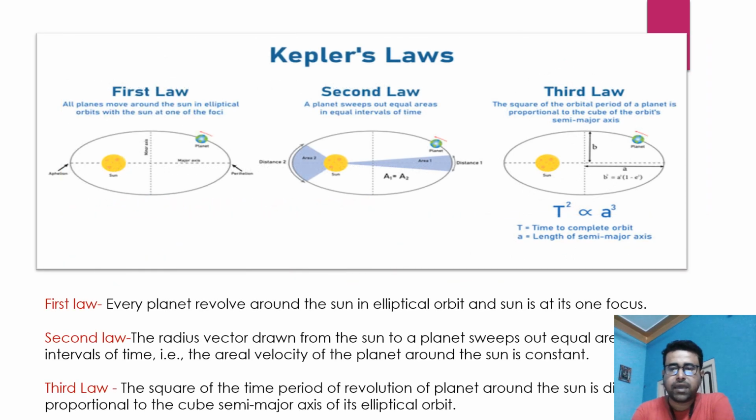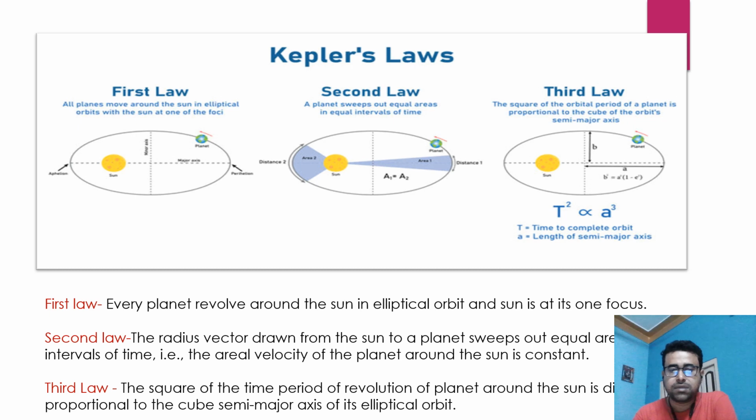Now, Kepler's laws of planetary motion. Okay, so Kepler has given three laws. The first law is that every planet revolves around the sun. All of us know that every planet is revolving around the sun, but in an elliptical orbit, not in a circular orbit. So Kepler's first law says every planet revolves around the sun in an elliptical orbit, and the sun is at one focus.